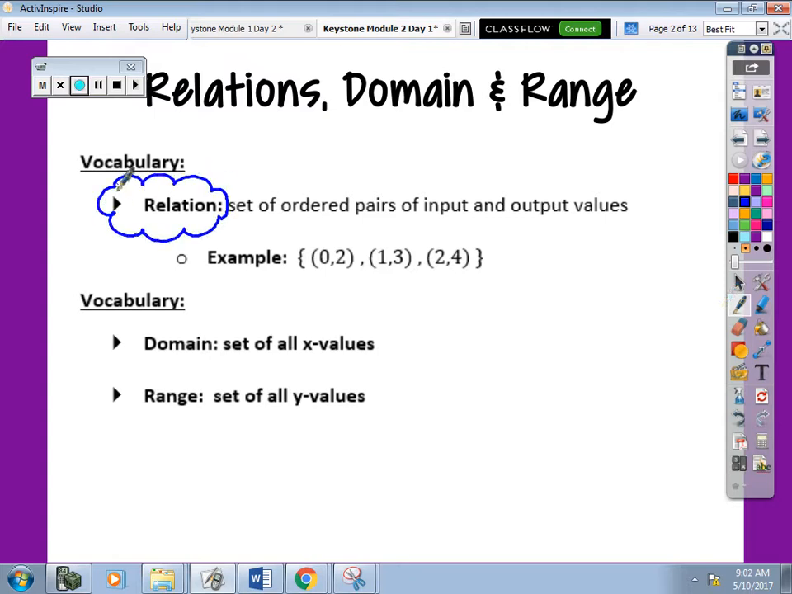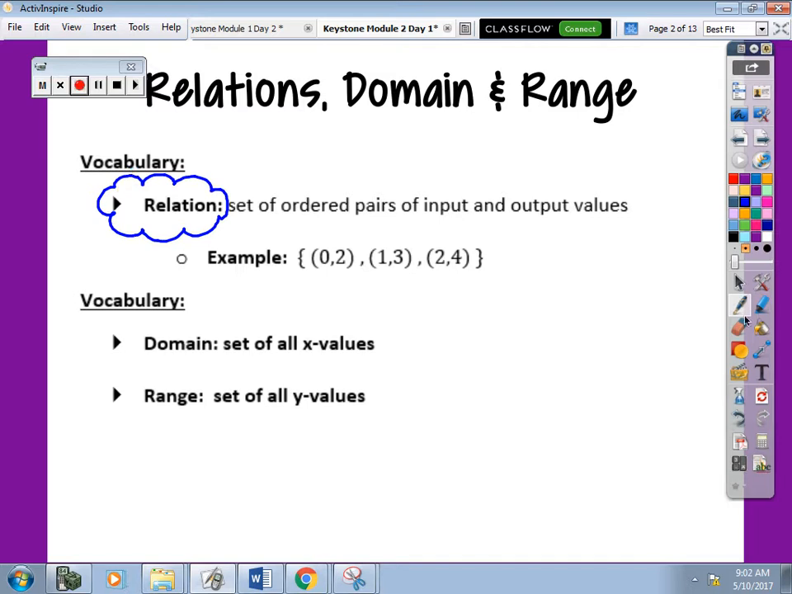A relation is a set of ordered pairs. Okay? So if they give you a question like this and they say, is it A, a relation only, B, a function only, C, a relation and a function, or D, neither? Make sure you realize that any of these questions are always going to be relations. A relation is a set of ordered pairs, so it will at least be a relation. Would this be a function?